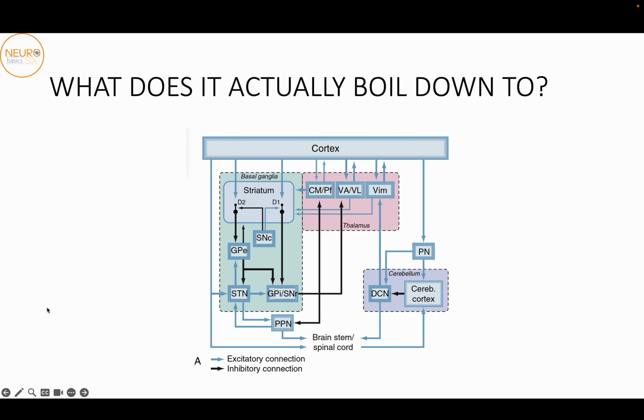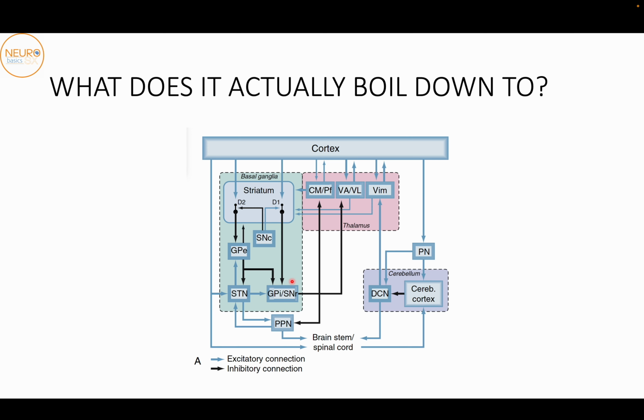What does it actually boil down to? That's all we really want to know. What should we focus on? There are different parts of these circuits, okay, and the important parts are the cortex, the basal ganglia itself, the thalamus, and the cerebellum. So there are four different parts to this circuit: cortex, basal ganglia, thalamus, and the cerebellum.